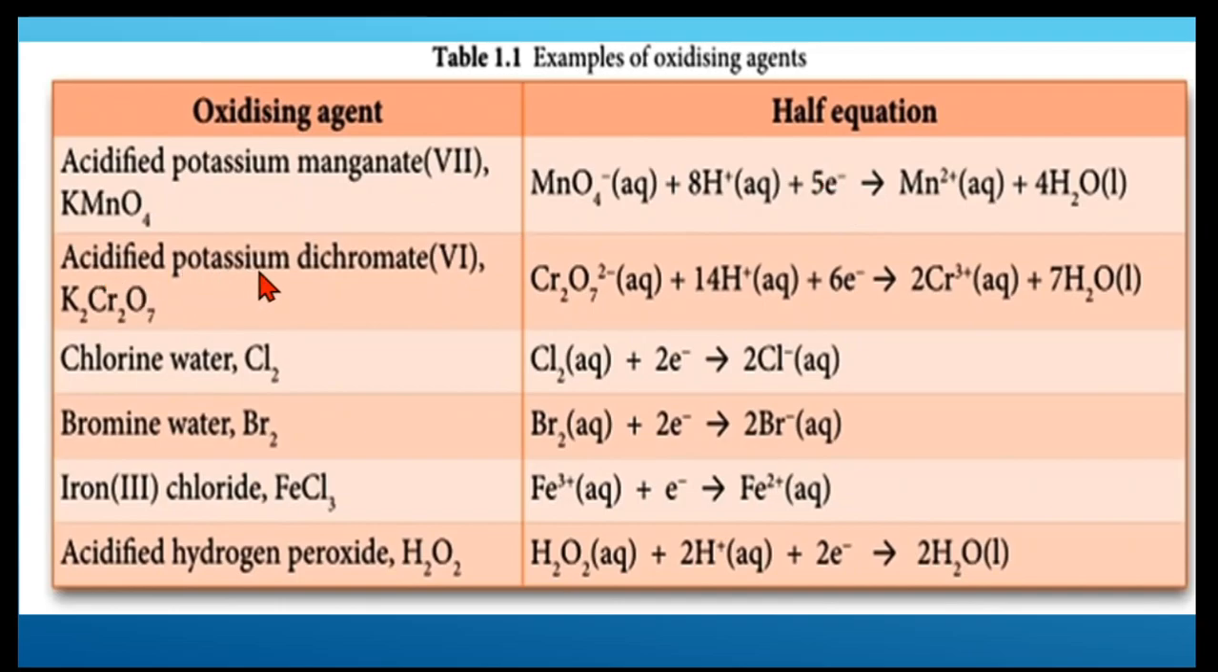Second one is acidified potassium dichromate 6, K2Cr2O7. This is another oxidizing agent. Chlorine water, bromine water, iron trichloride, acidified hydrogen peroxide. Semua oxidizing agent ini mengalami reduction. Meaning mengalami reduction adalah gain electron. Nampak? Gain electron.